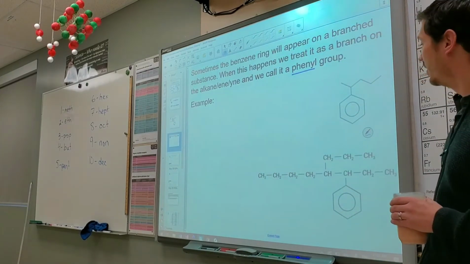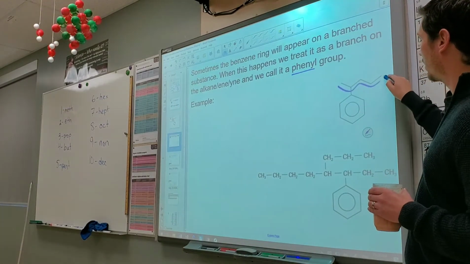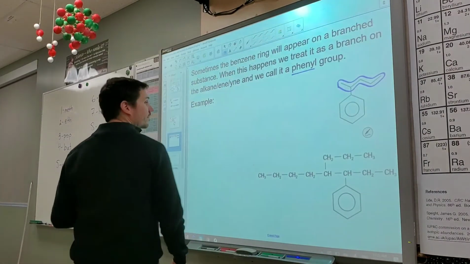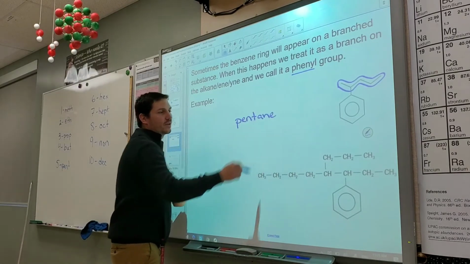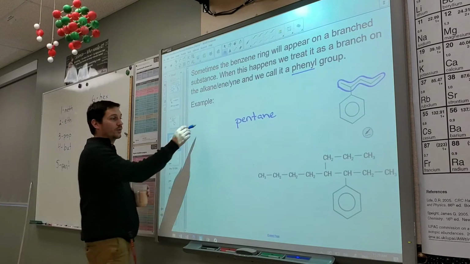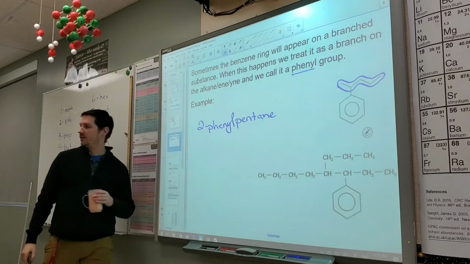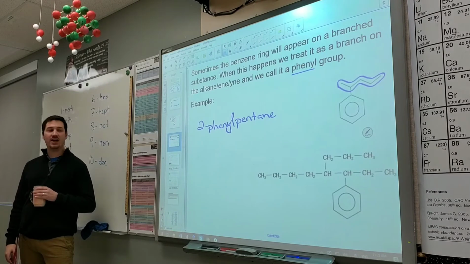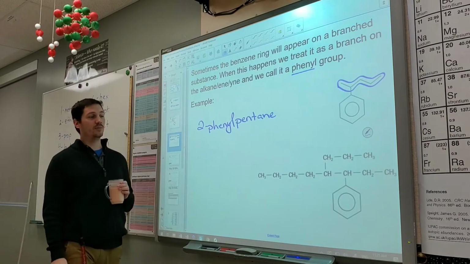So for example, what's the longest parent chain here? We've got to look at this as being our parent chain. How many carbons there? So it's going to end in pentane. And where is my phenyl group attached? 2. So we're going to call it 2-phenylpentane. Is that okay? Yeah. I've never seen it before, and I just think it's extra information that you shouldn't really care about.